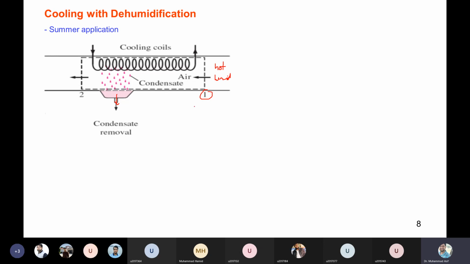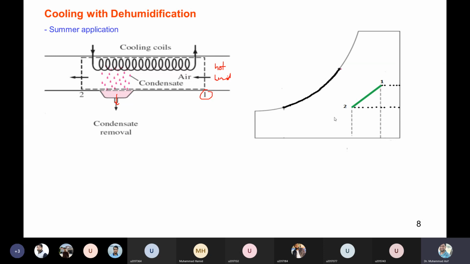Now the cooling and dehumidification process can also be drawn on the psychrometric chart. Like the outside air is humid, its humidity is high, let's say omega 1, and let's say the dry bulb temperature is TD1, right? Dry bulb temperature as state 1. So when it comes in contact with the cooling coil, then its dry bulb temperature is reduced, as well as the humidity is reduced.